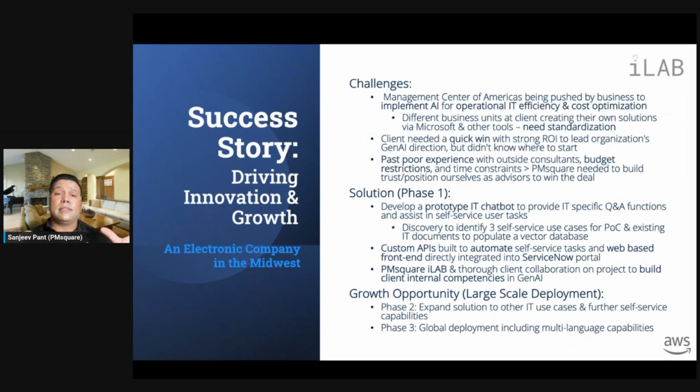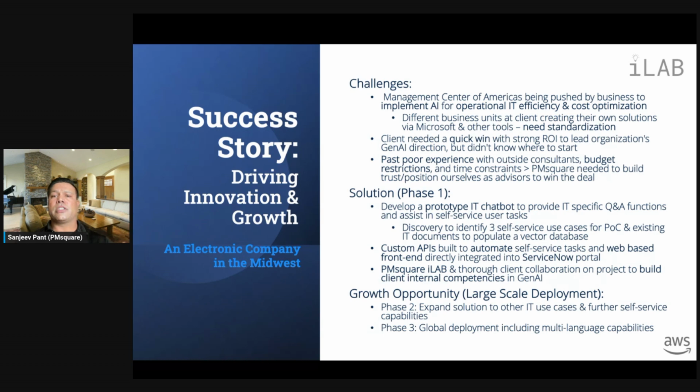So that is what we're doing internally for building out the digital assets. Since we have limited time now, I want to jump quickly into one of the success stories that we have with an electronic company in the Midwest.